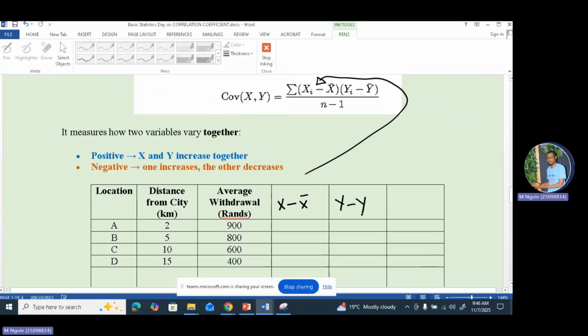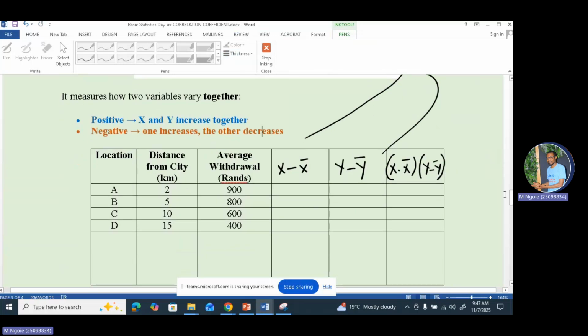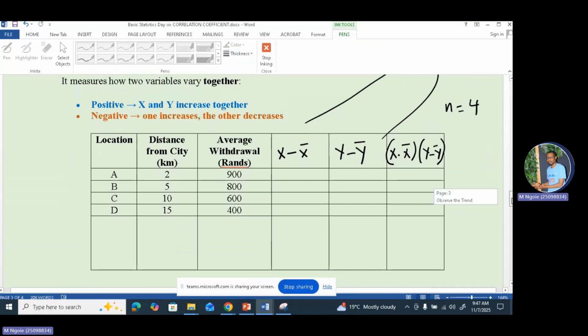And here it's gonna be y minus y bar. It's gonna be this one here, right? And here we're gonna do this one, x bar. So we are going to multiply them, and here it's y minus y bar. Very easy stuff, guys. Remember here, your n is 4, right? Very, very easy. So what you're gonna do here, those are the sums.